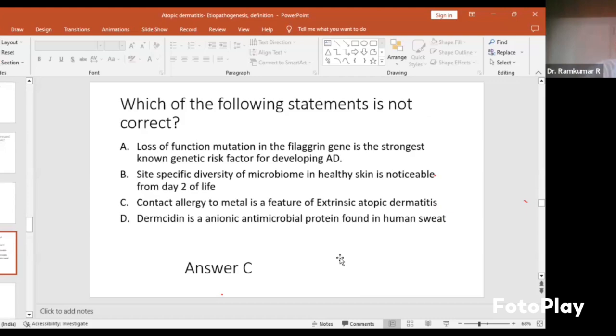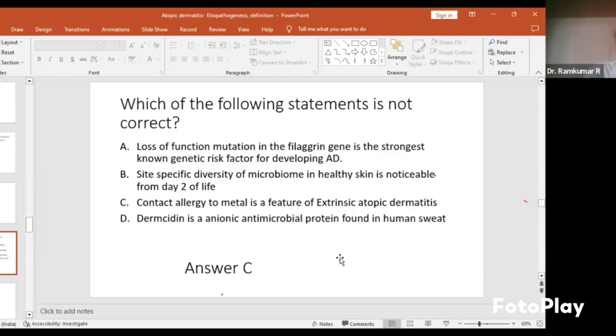Which of the following statements is not correct? Here, A is correct. Filaggrin, I have told you. 2 is also site-specific diversity. Third one, it's very important that there are two types, extrinsic and intrinsic atopic dermatitis. I told you 80% of them develop IgE, 20% do not develop IgE. And for them, it has been found that TH2 activation is not that powerful in them. They develop allergy to nickel, which is much more common in intrinsic atopic dermatitis. Metal allergy is much more common in nickel, especially in intrinsic atopic.